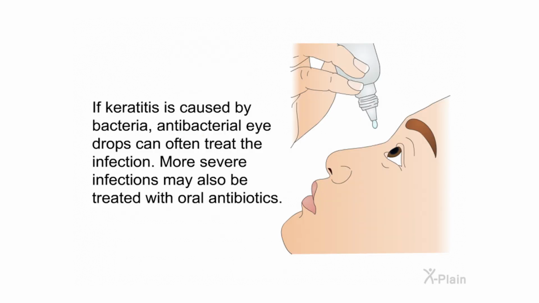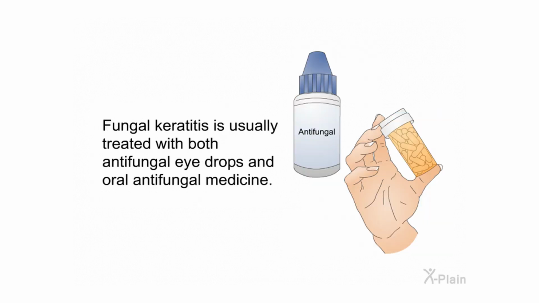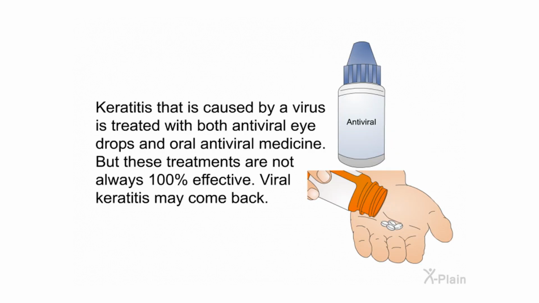If keratitis is caused by bacteria, antibacterial eye drops can often treat the infection. More severe infections may also be treated with oral antibiotics. Fungal keratitis is usually treated with both antifungal eye drops and oral antifungal medicine. Keratitis that is caused by a virus is treated with both antiviral eye drops and oral antiviral medicine. But these treatments are not always 100% effective. Viral keratitis may come back.